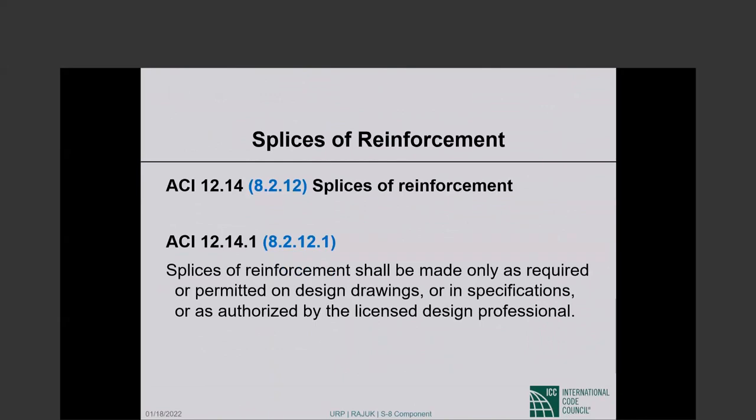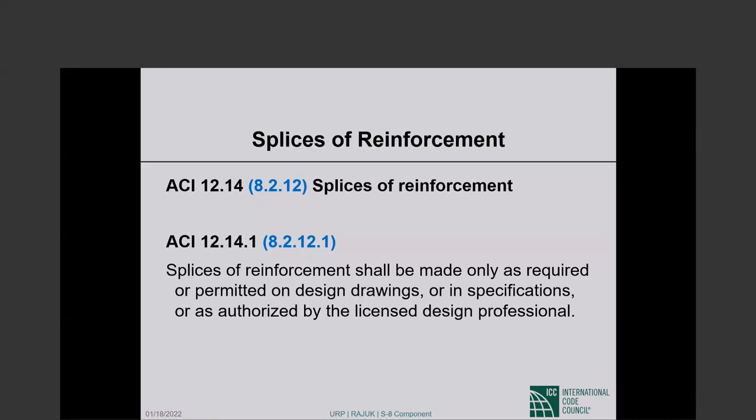Now it's a totally different topic. Okay, so try to remember. So we started with development of deformed bars in tension, L sub D. Then development of deformed bars in compression, L sub DC. Then development of hooked bars in tension, L sub DH. Then development of headed bars in tension, L sub DT. Then we went to development of flexural reinforcement. We talked separately about top reinforcement and bottom reinforcement, or positive reinforcement and negative reinforcement.